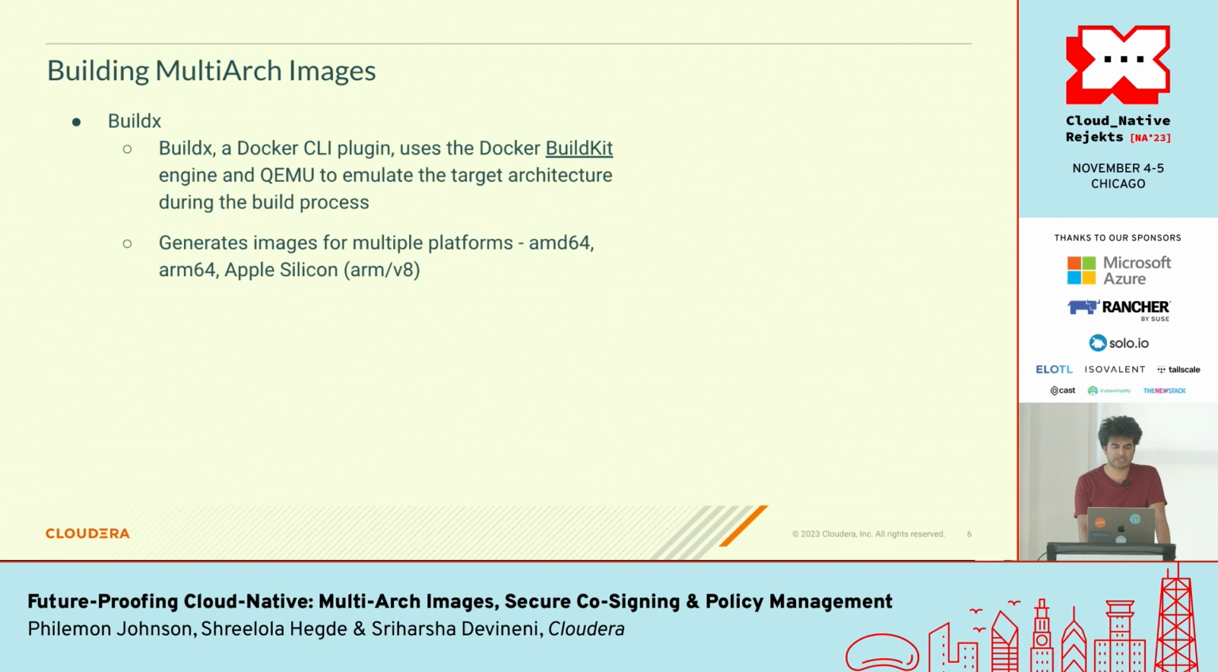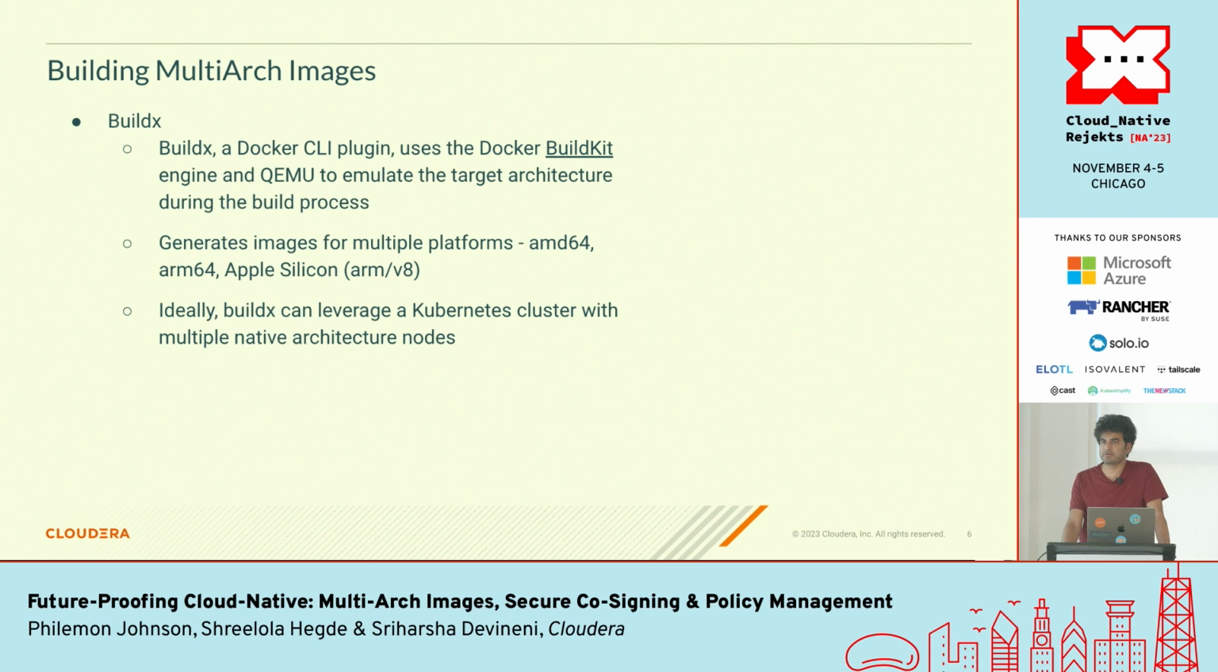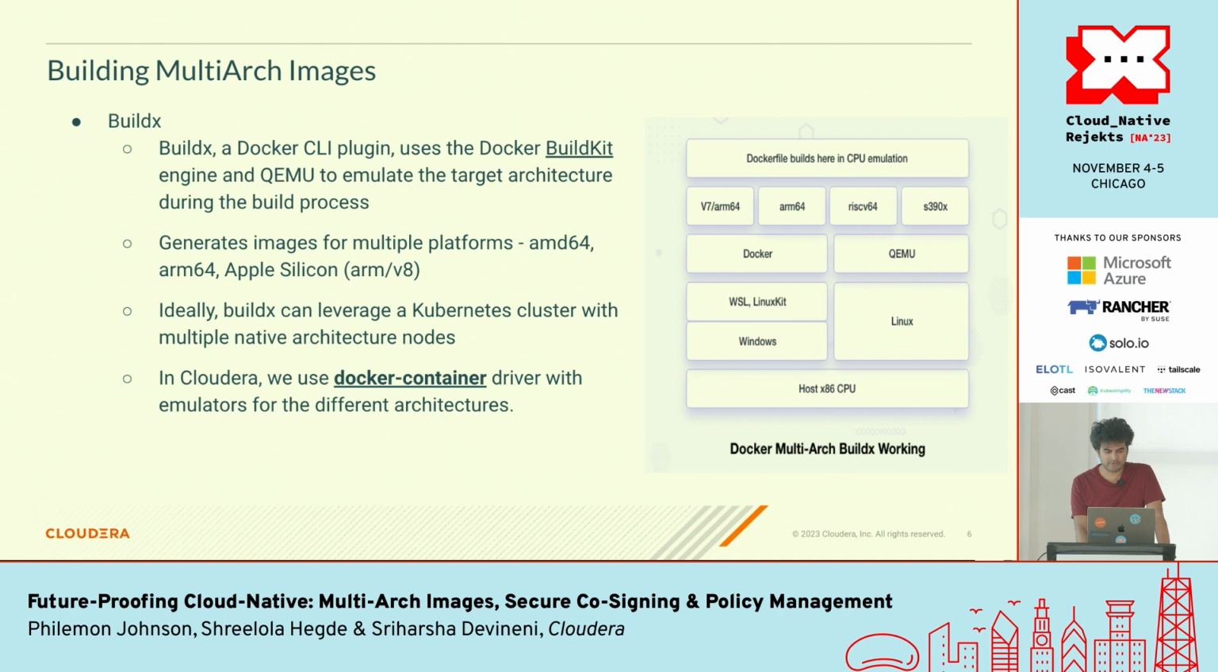We could also have done it differently. BuildX has an inbuilt capability of doing distributed image builds on different architectures using Kubernetes. But at Cloudera, we didn't have this architecture, and that was a big project by itself to support multi-architectures in the Kubernetes cluster, because our Kubernetes is in-house, and we didn't have any ARM-based machines in our data center. So what did we do? We used a Docker container driver with emulators for different architectures. Our host is still x86, and we have different operating systems running on it. But using BuildX and the Docker container, we were able to build our multi-arch images internally.